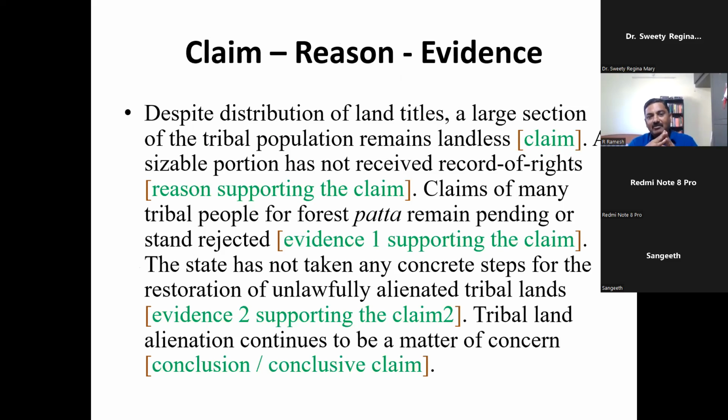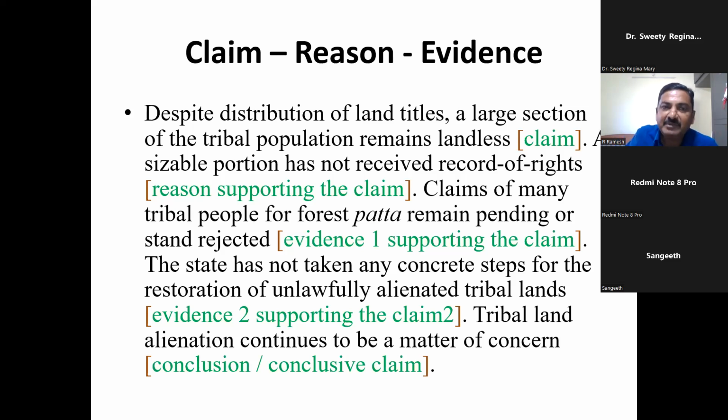I keep saying, what do I mean by saying these sentences, when it is written, how does it look? Just for an example, I brought this: claim, reason, evidences. Like, for example, let me read this paragraph for you, and you can just see only the green words there. Claim, reason supporting the claim, evidence 1 supporting the claim, evidence 2 supporting the claim. What is my conclusion, right?